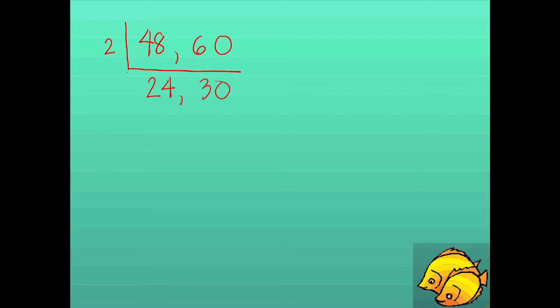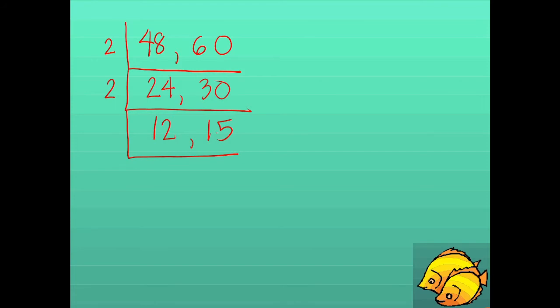Okay. Can we still divide 24 and 30 by 2? Yes, we can. So I'll use 2 again. 24 divided by 2, how much? 12. 30 divided by 2. 15. Now, my question: can you divide 12 and 15 by 2? No. So let's try the number 3.